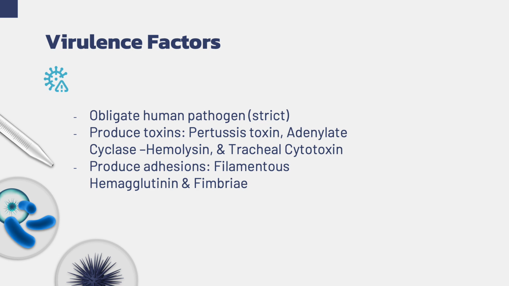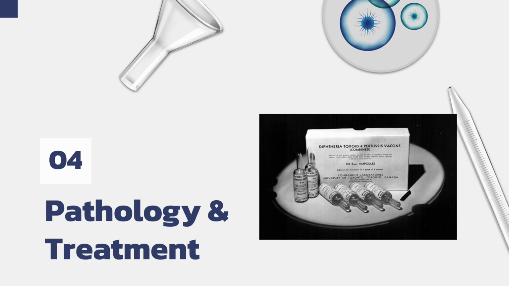They also produce adhesins, which are filamentous hemagglutinin and fimbriae. While the adhesins allow for attachment to the target cells, these all contribute to the pertussis infection and disease. Pathology and treatment.